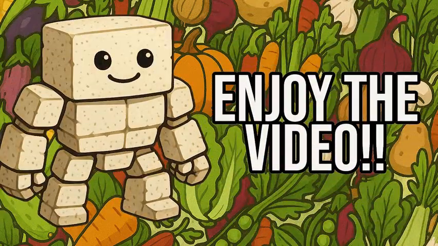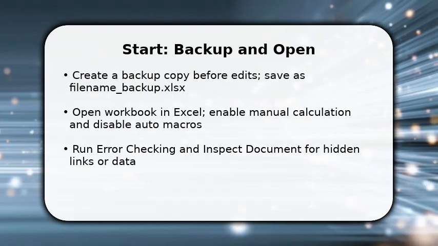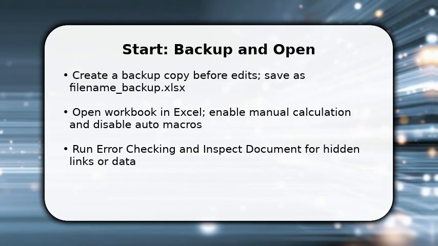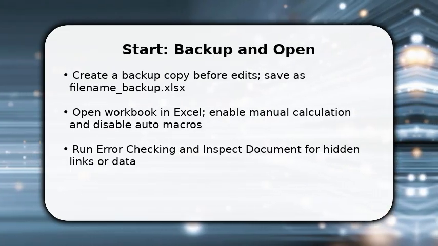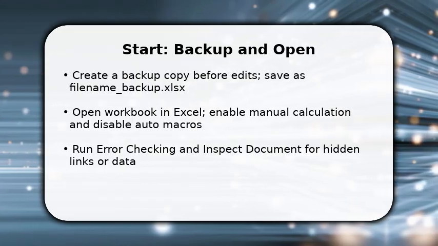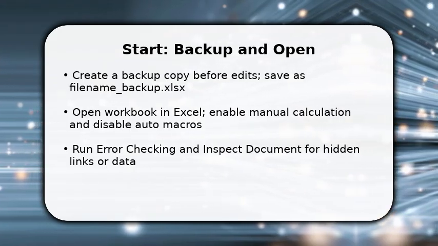Please enjoy the video. You begin by protecting the file, immediately save a backup copy and work on that copy. Open Excel, turn calculation to manual so changes don't cascade, and disable macros temporarily. Next, run error checking and inspect document to reveal hidden links, names, or comments.